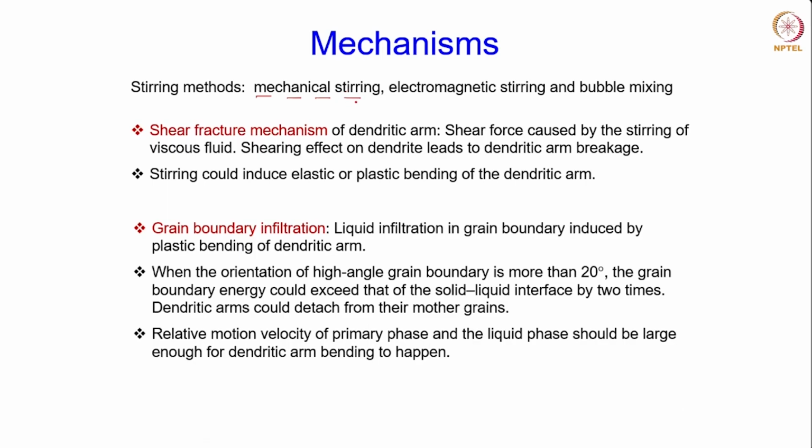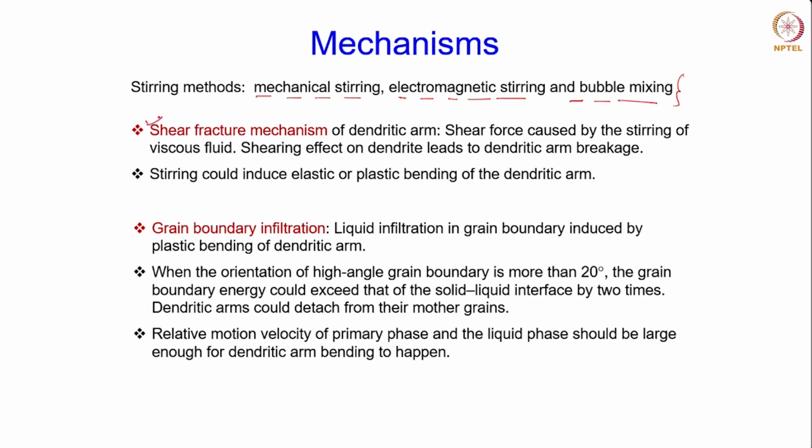Then you can also do the stirring by electromagnetic means. Electromagnetic stirring will also lead to a similar effect of vibrating and creating agitation in the melt. And apart from that, you can also have bubble mixing for doing the same thing. So these are the different ways by which the liquid metal can be stirred, which will ultimately lead to a finer grain size. So let us look at the different mechanisms through which that occurs.